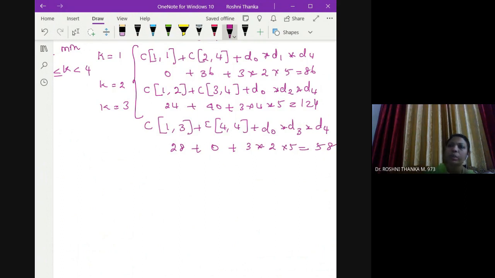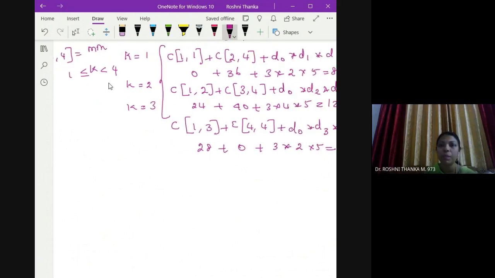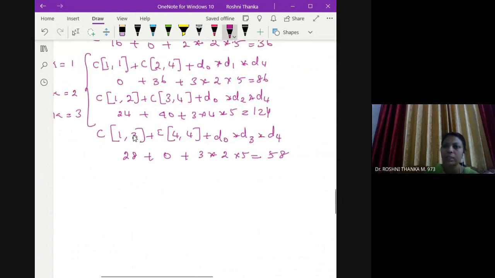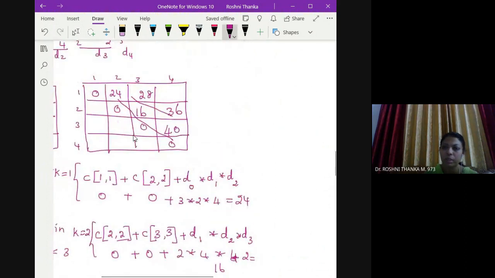So now you can see we have three different cost values for the three different k values. So which one do you have to choose? Already in the equation we have said we have to take the minimum out of it. So what is the minimum value out of all these is 58. So in this table we can substitute here. In this place you have to put the value as 58.